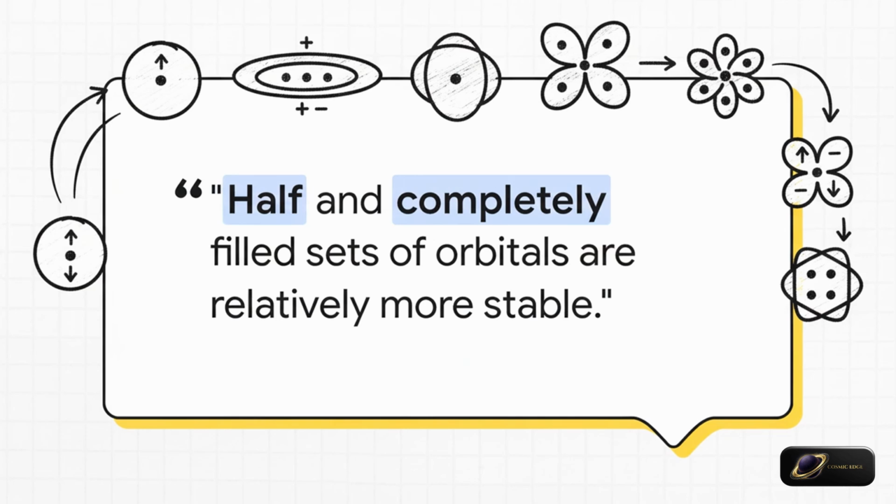Atoms are always looking for stability. It's like their ultimate goal. And it turns out there's a special kind of stability when their electron orbitals are either exactly half full or completely full. This one idea causes some really wild exceptions to the normal rules.